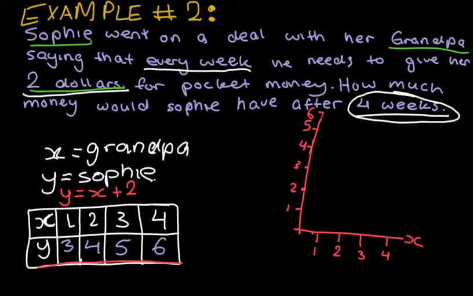Okay, now if we have a look at this table over here, it says 1 equals 3, 2 equals 4, 3 equals 5, and 4 equals 6. So let's do the first one. When we go to the x-axis, we look for number 1, which is right over here. And then we go along the y-axis and look for number 3, which is right over here.